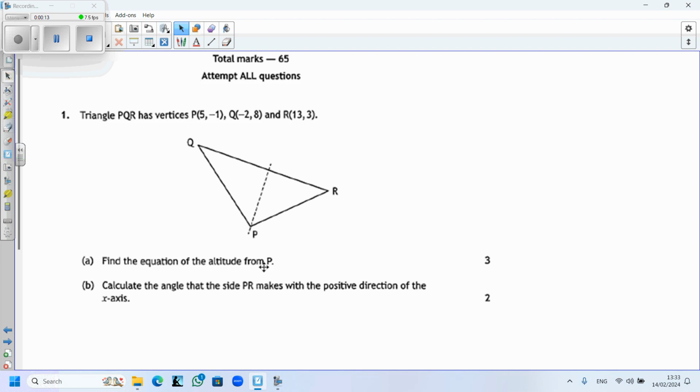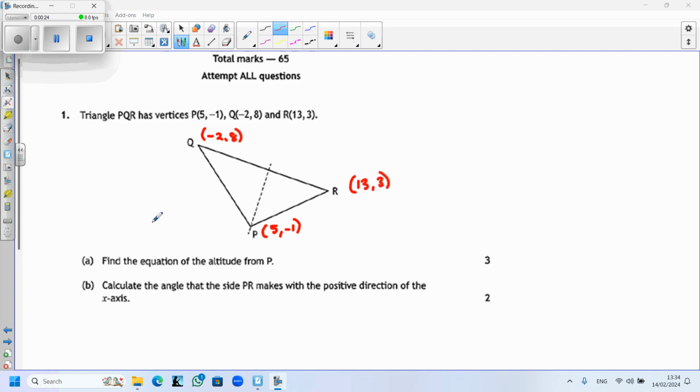from P. So the first thing you do is you write down all the vertices, all the coordinates on your triangle. Make sure you copy them down properly before you start. An altitude coming from P. So an altitude meets the opposite side at 90 degrees.